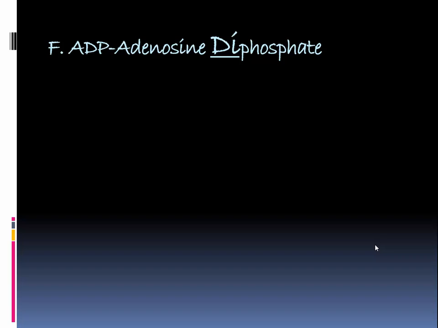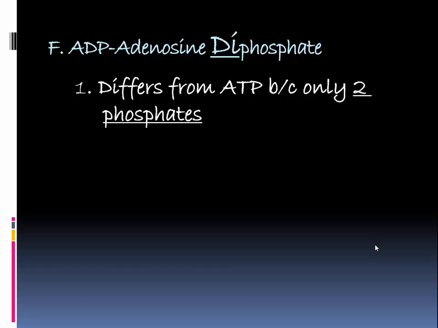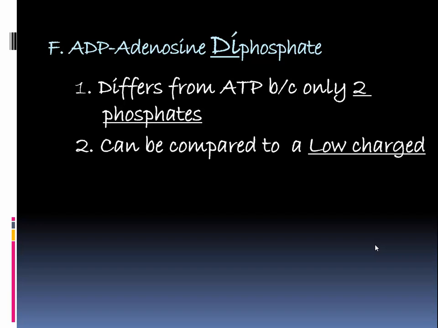So now we have adenosine diphosphate. Di meaning two. It differs from ATP because there's only two phosphates, tri and di. And it can be compared to a lower charged battery, just like your cell phone. When your cell phone reaches that 20% or 10%, it says low energy, your phone can't do as much, or you're afraid to use it because you don't want to run out of all the energy that it does have left. So we say that it is a partially charged or low charged battery.